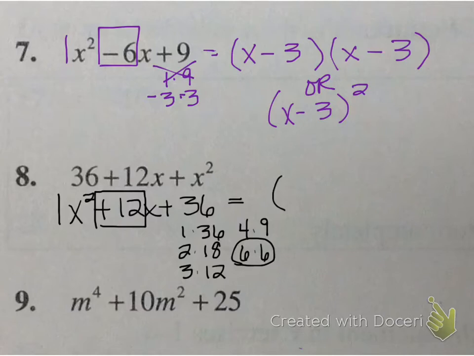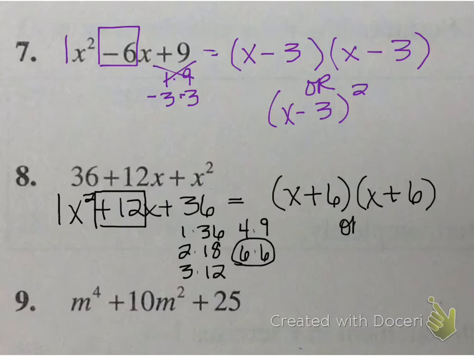So what are my factors? Well, my first terms of each binomial has to be x, and we're going to follow that up with x plus 6, or we can write that as x plus 6 squared. So again, that's a perfect square trinomial because when we factor it, we get two exact same binomials. So now let's try this last one.